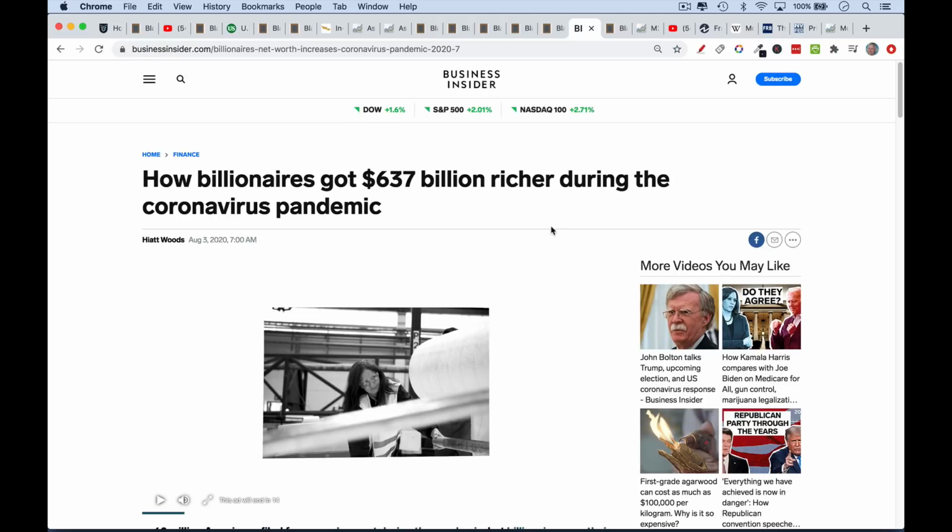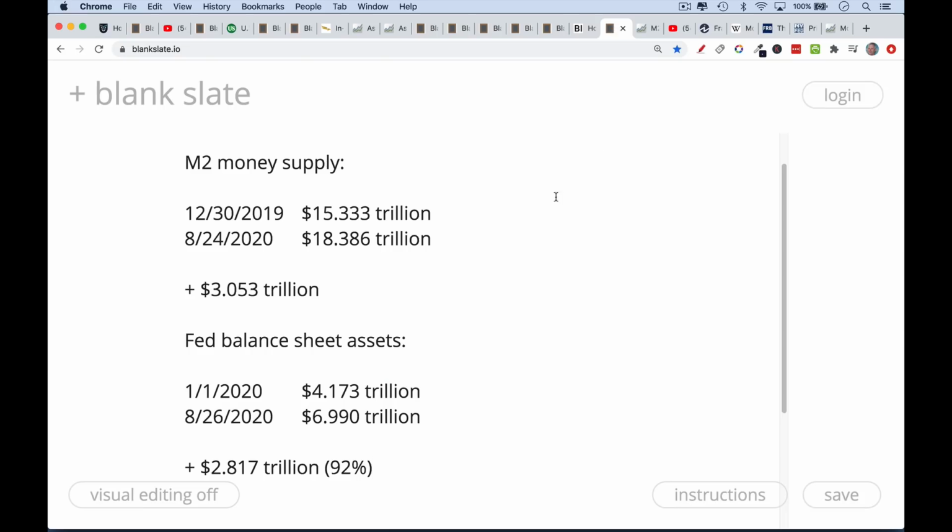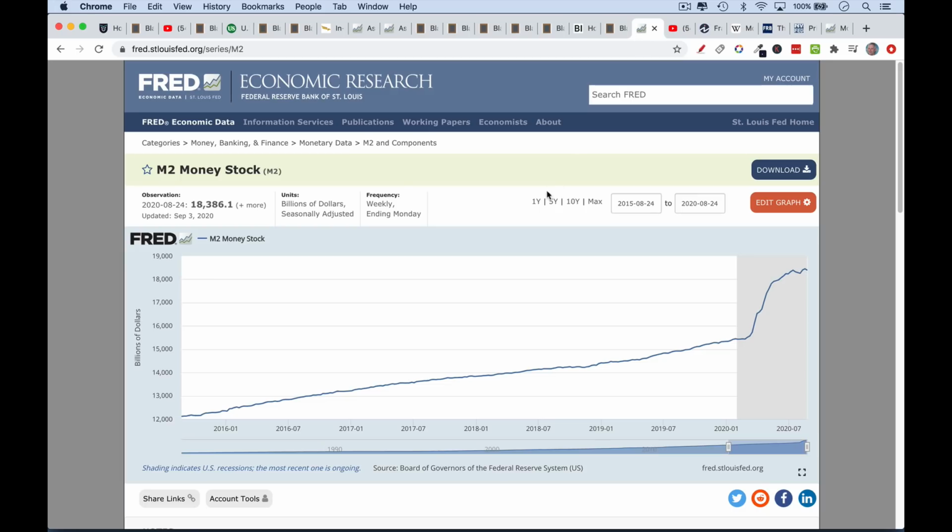Now, this Fed money printing is one reason why the rich have gotten much, much richer in 2020, while the poor, or the working class, or the middle class who don't own as much stocks and real estate, have gotten poorer.